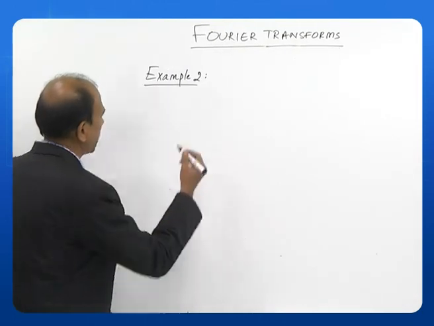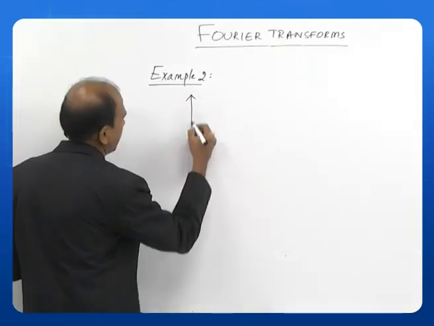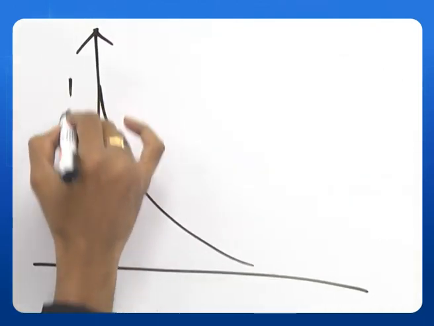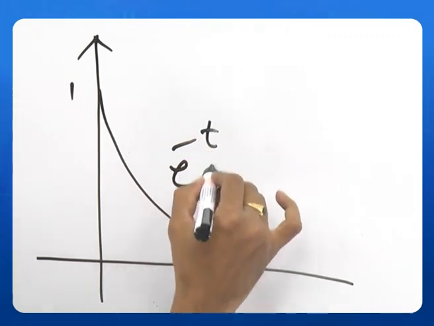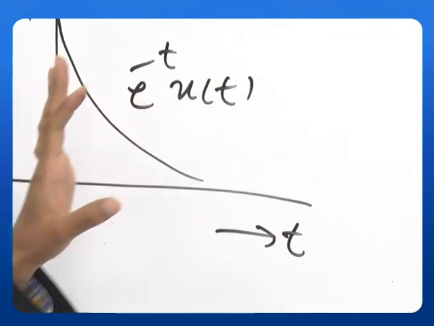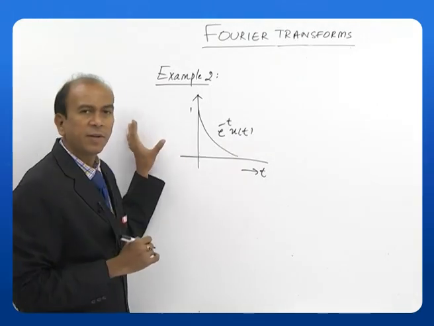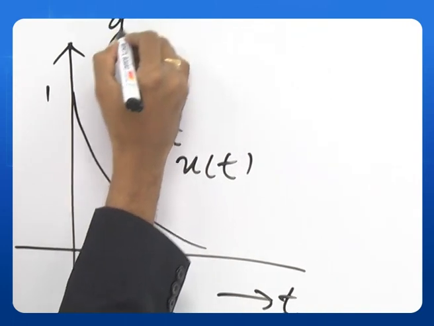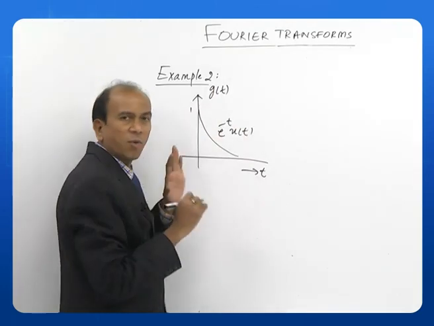Let us see a second example. Okay. So, this is the function which is given to us. This is an exponential function u of t. Now, we have to calculate the Fourier transform for this. So, let us say this is again g of t. So, I have to calculate what is g of f.